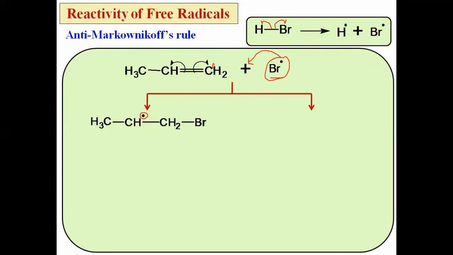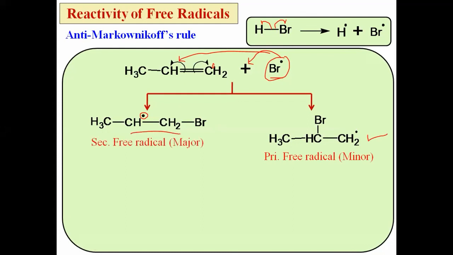Now let us see, there is one more possibility. Bromine free radical can attack the central carbon. त्याचा अटॅक सेंट्रल कार्बन वरती होऊ शकतो. म्हणजे सेंट्रल कार्बन आणि ब्रोमिनच्या मध्ये बॉन्डचं फॉर्मेशन होतं. ओके, this is the new bond between central carbon and bromine, while the terminal carbon is now having an unpaired electron. This is a primary free radical, while the earlier one is an example of a secondary free radical.